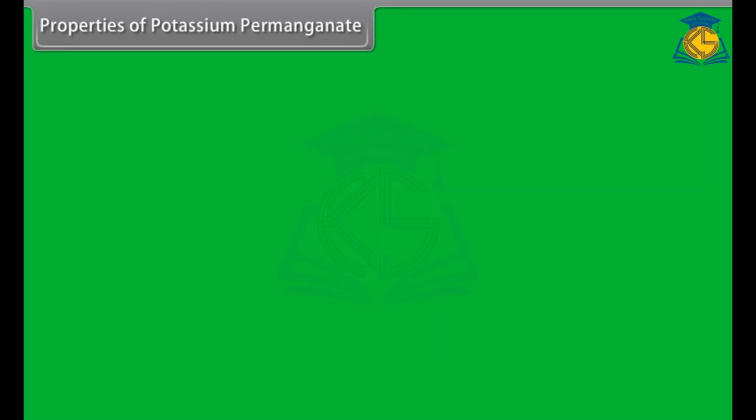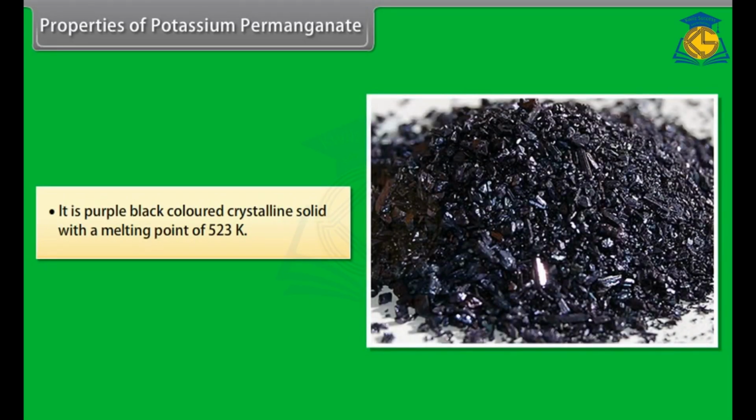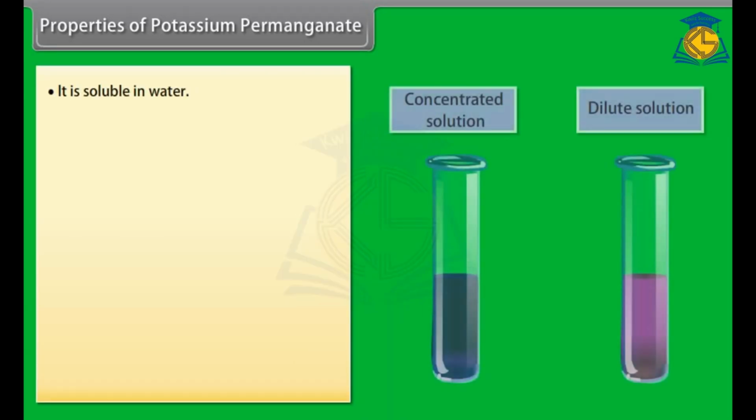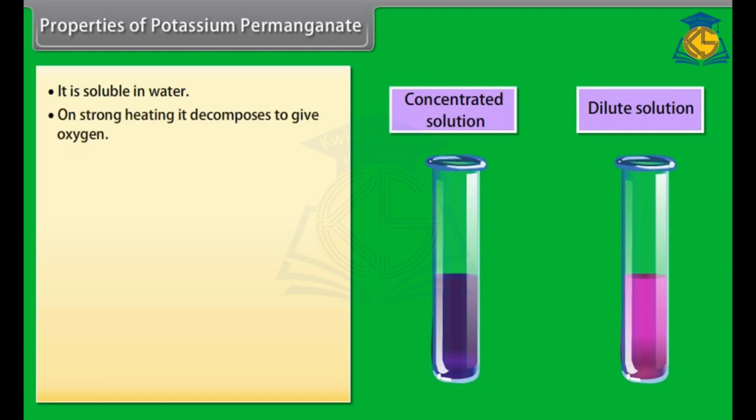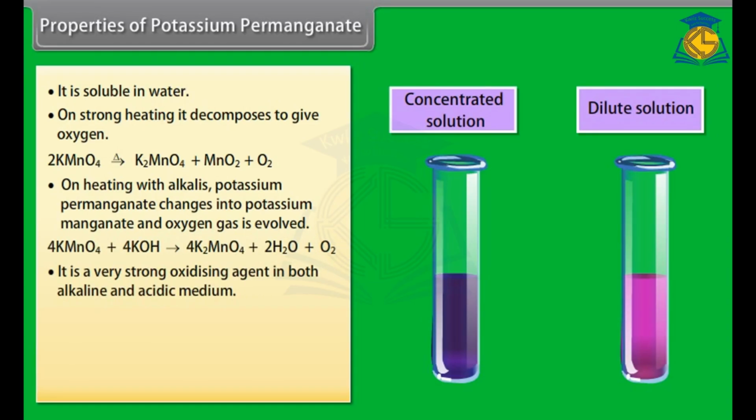Properties of potassium permanganate. Potassium permanganate is a purple-black colored crystalline solid with a melting point of 523 Kelvin. It is soluble in water. Its aqueous solution has a purple color if concentrated, but if the solution is dilute, it has a pink color. On strong heating, it decomposes to give oxygen. On heating with alkali, potassium permanganate changes into potassium manganate and oxygen gas is evolved. It is a very strong oxidizing agent in both alkaline and acidic medium.